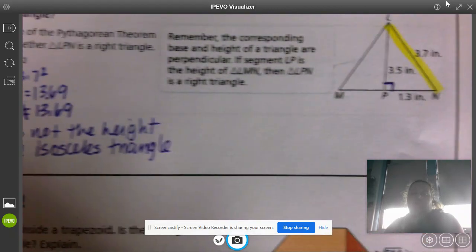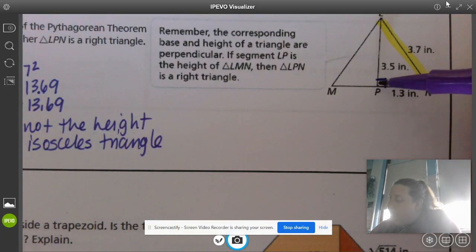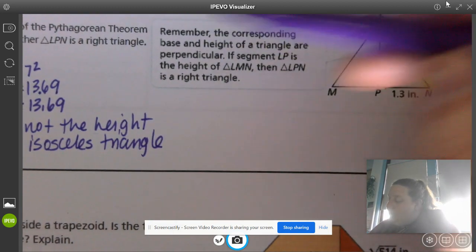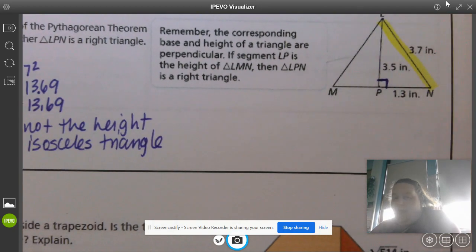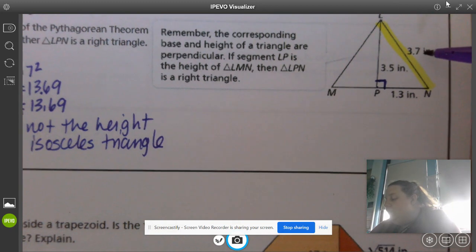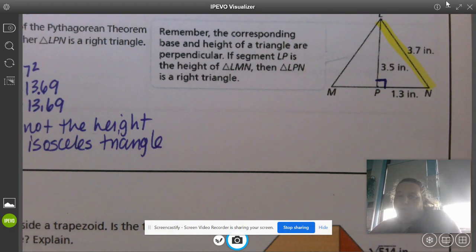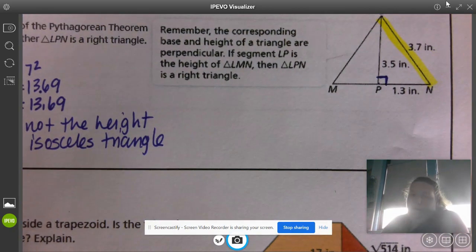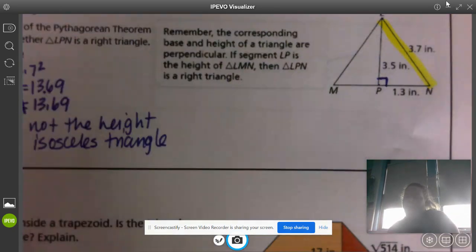So once again, when we're looking at triangles like this, we're going from the top to the base. So remember, the corresponding base and height of a triangle are perpendicular. So that means they form a T, or form a 90-degree angle. So that would be this line segment here. Could these form a triangle? Sure, but it's not going to form this right triangle here, meaning that that isn't the actual height of this triangle. We're not trying to figure out what the height is. We're just trying to determine if it's the height or not. And we did that, okay?